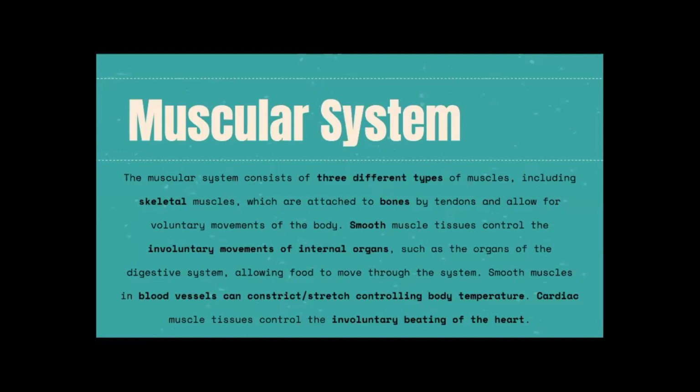Smooth muscles are the second type of muscles. They control the involuntary movements of internal organs, such as the organs of the digestive system, allowing food to move through the system, for example, the intestines. Smooth muscles in blood vessels can constrict and stretch, controlling body temperature. When we feel cold, the blood vessels constrict, and when we feel hot, they stretch. The third type of muscular tissue is cardiac muscle tissue, which controls the involuntary beating of the heart.